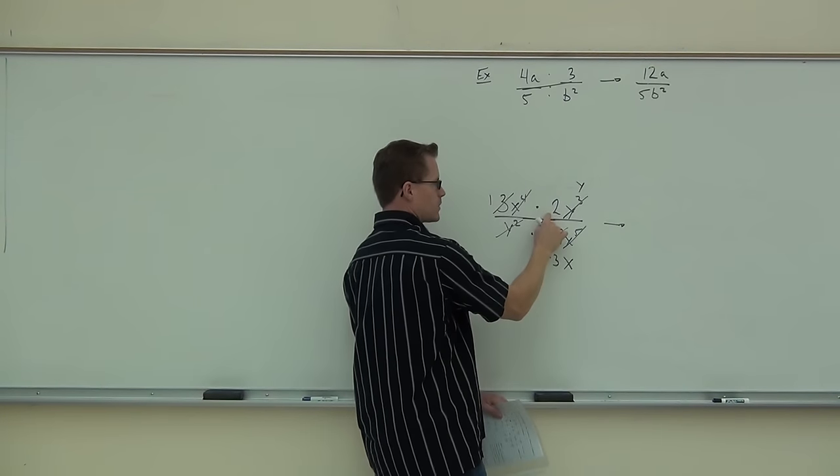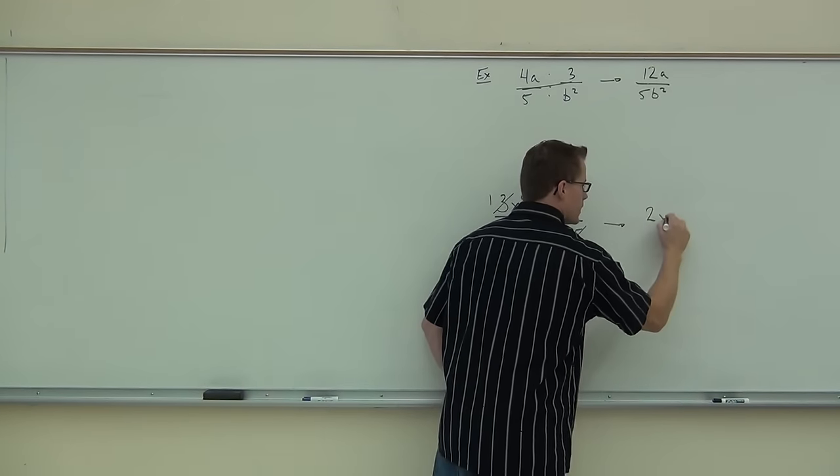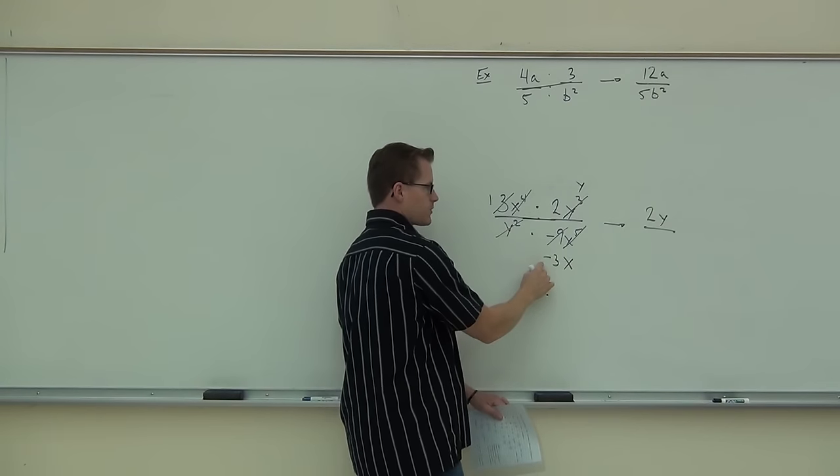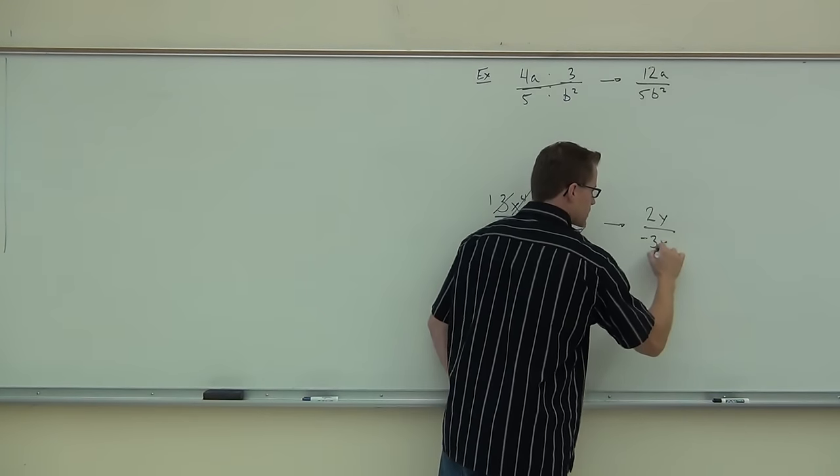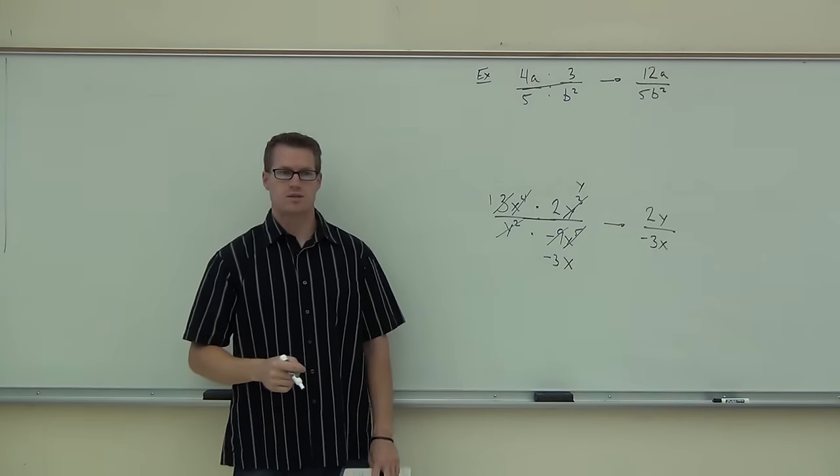We've got 1 times 2 times y, so that's going to give us 2y. We've got negative 3 times x, that's just negative 3x. I believe that's our final answer. As good as we can do it.